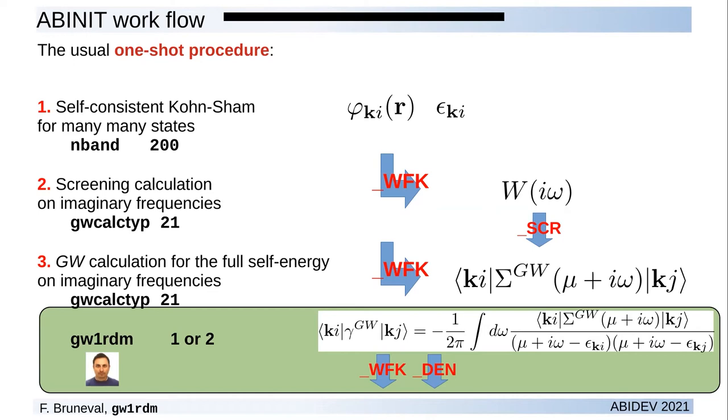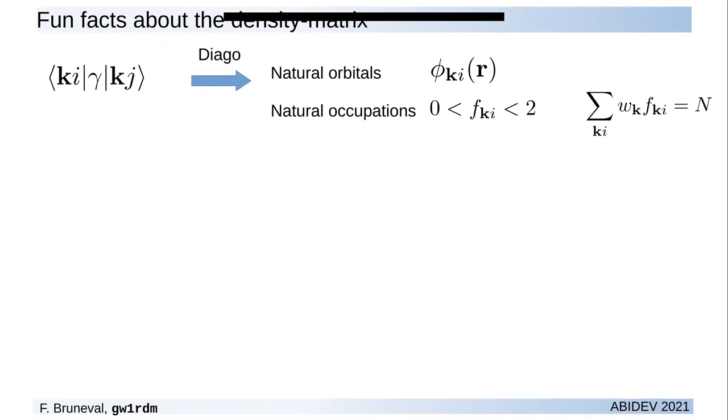Something that we can do immediately is calculate, as a byproduct, the electronic density. And this is automatically done by creating this DEN file that now contains not the Kohn-Sham density, but the density that arises from the density matrix, the GW density matrix. And also you can diagonalize the density matrix to get what are called the natural orbitals. And this will be stored in the WFK file. So I will come back in a minute to the natural orbitals, because this is very interesting: you have a lot of fun facts about the natural orbitals.